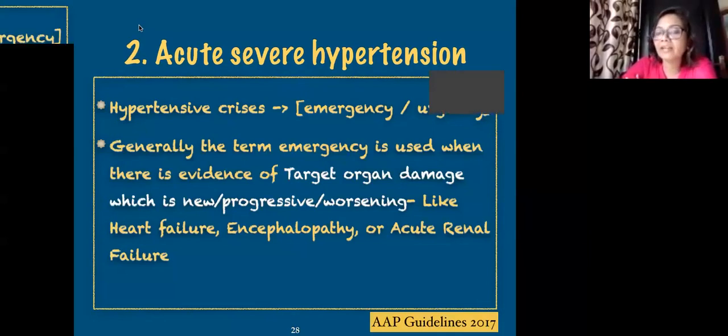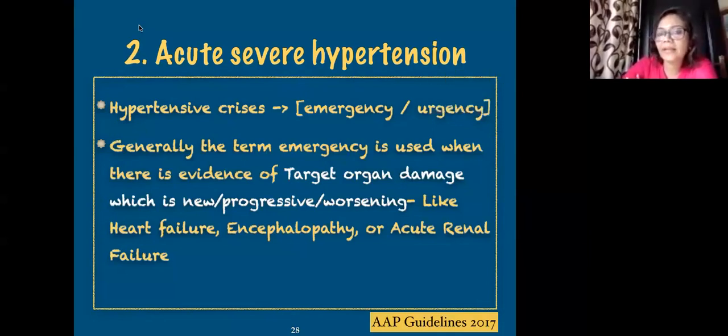So chronic renal failure is definitely target organ damage. But if you see a patient with hypertension and chronic renal failure secondary to hypertension, if his blood pressure values are within the acceptable ranges, you do not call it hypertensive emergency naturally. So it should be either new, progressive, or worsening to call it an emergency.